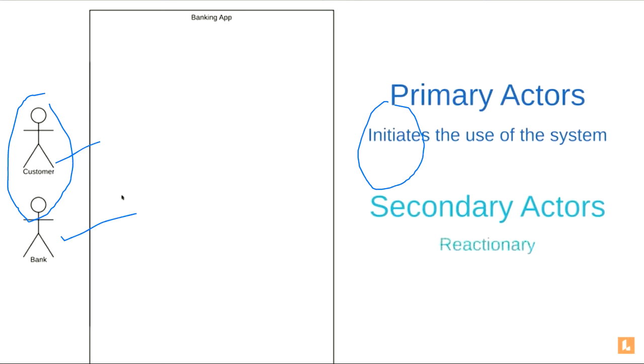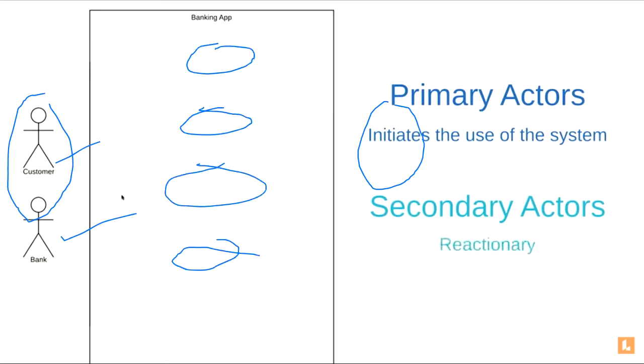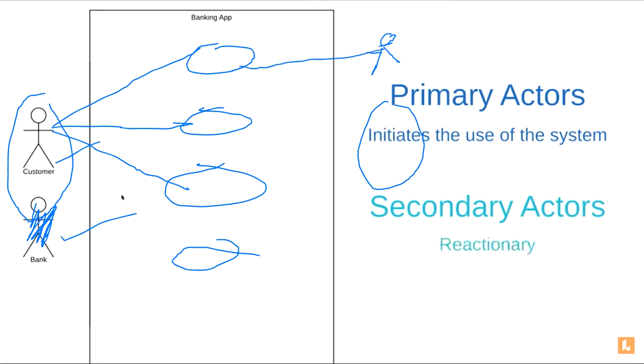Yeah, primary actors are process initiators. Process initiators means, suppose there are these 4 use cases, and this actor customer is initiating these 3 processes, and bank is not on the left-hand side, bank is on the right-hand side, and bank is associating with this use case.